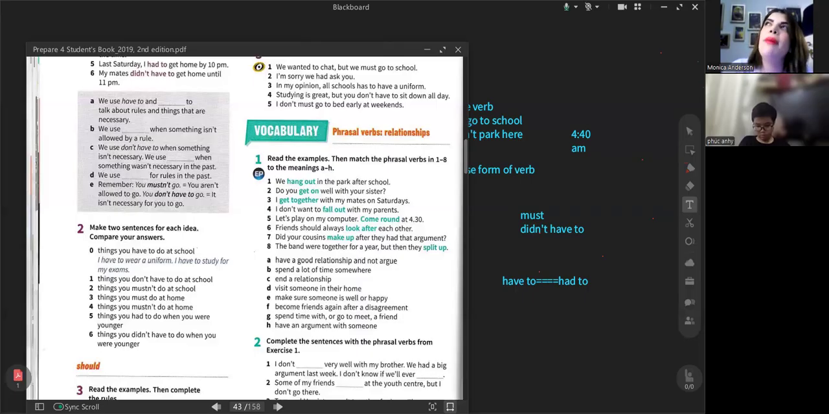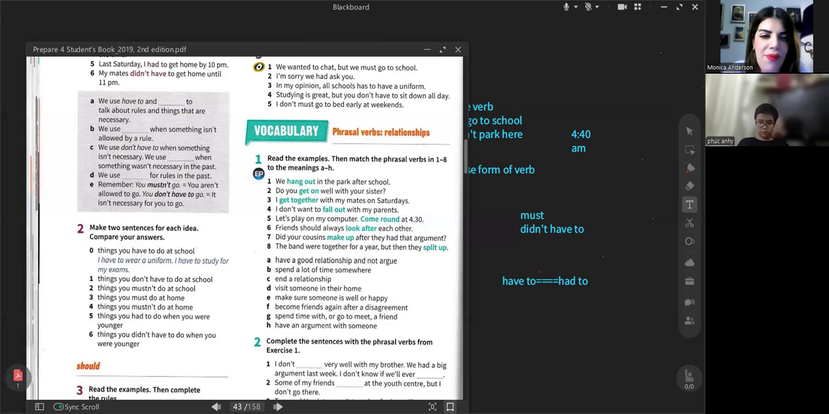Normally, for example, you can say, when I was a child, I had to keep my toy cars tidy. Yeah? Or I had to drink milk, for example. I had to drink milk every morning, in the past.